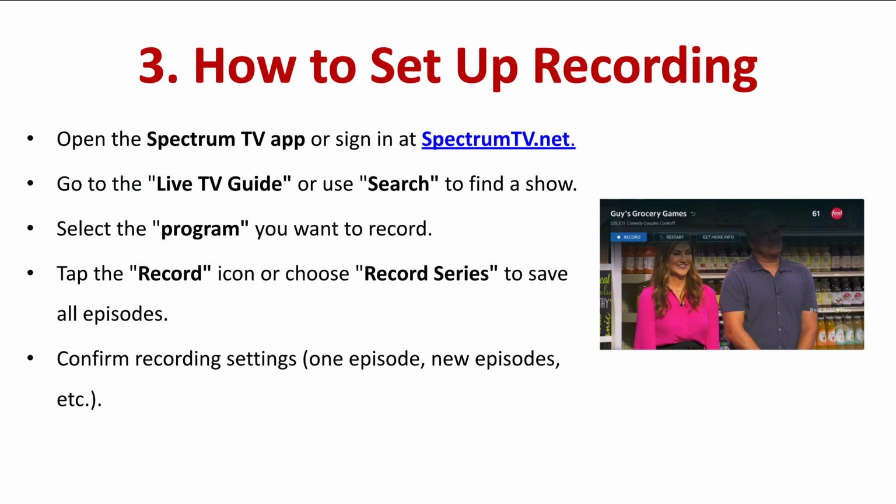So the third one is how to set up recording. Open the Spectrum TV app or sign in at spectrumtv.net. Then go to the live TV guide or use search to find a show. Then select the program you want to record. Then tap the record icon or choose record series to save all episodes. Then confirm recording settings: one episode, new episodes, etc.